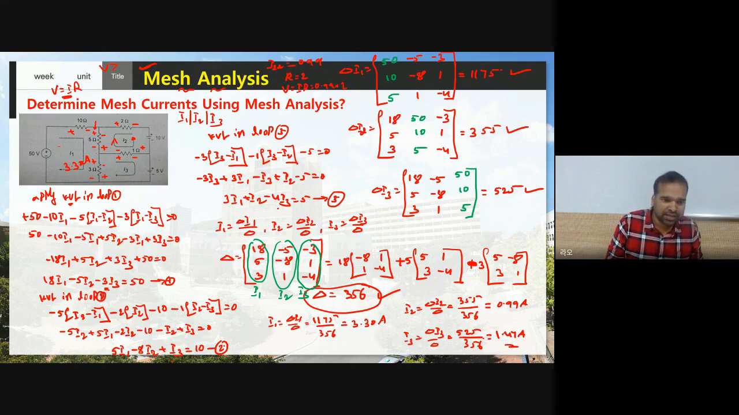Now see, what is the current at the 1 ohm resistor? As per I2, the current flowing is I2 minus I3. You already know the I2 current and the I3 current. If you subtract, you can find the current flowing at the 1 ohm resistor. Once you know the current, you can find voltage and power anywhere in the circuit. So this is all about mesh analysis. I hope you understood this concept. Thank you so much.